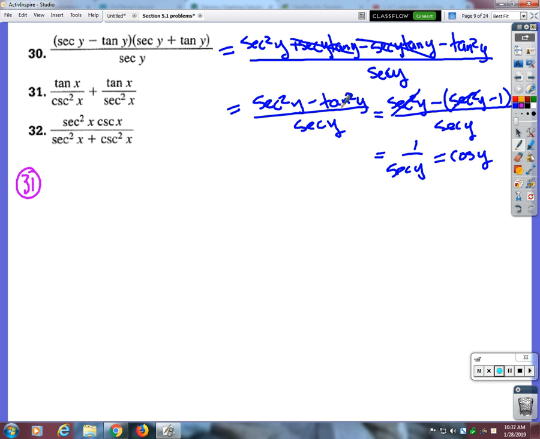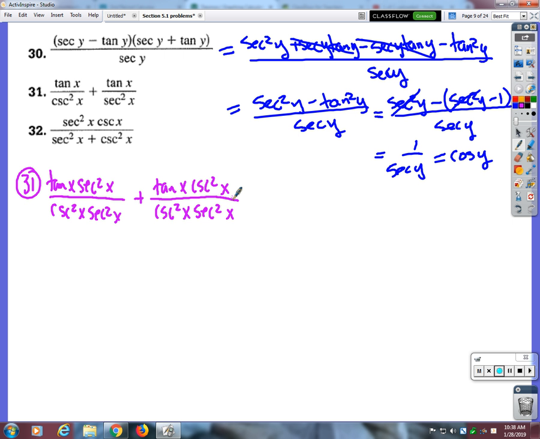There's no relationship between secant and cosecant. Common denominator, okay. Yeah, so the common denominator is going to be the two things multiplied together: cosecant squared times secant squared. So that means I had to multiply the cosecant squared by secant squared, so that's going to be tangent x secant squared x on top. And then this one over here is going to be tangent x cosecant squared x on top.